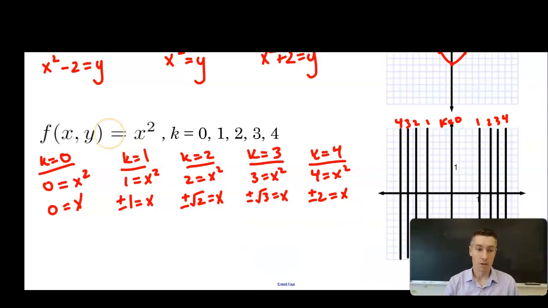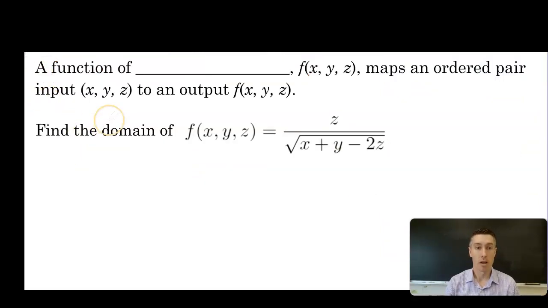Okay, so we've done a few level curves. That's definitely a new idea. Now what happens when we add another value to our input? So a function of 3 variables, f of x, y, z, maps an ordered triple input x, y, z to an output f of x, y, z. So now the output would be in 4 dimensions, so graphing is really difficult now, but we can talk about the domain and the analogous part of level curves, in 3 dimensions.